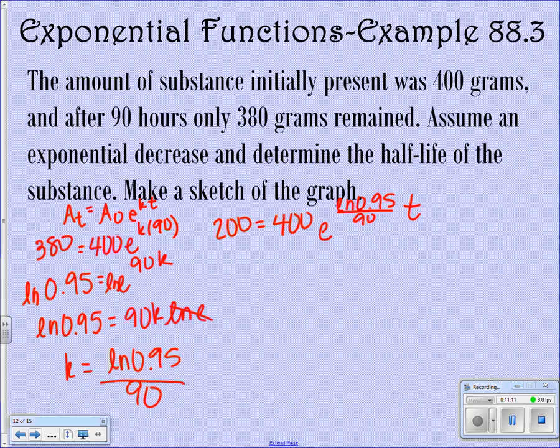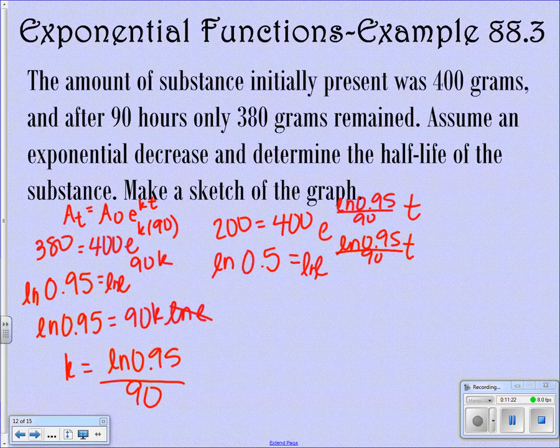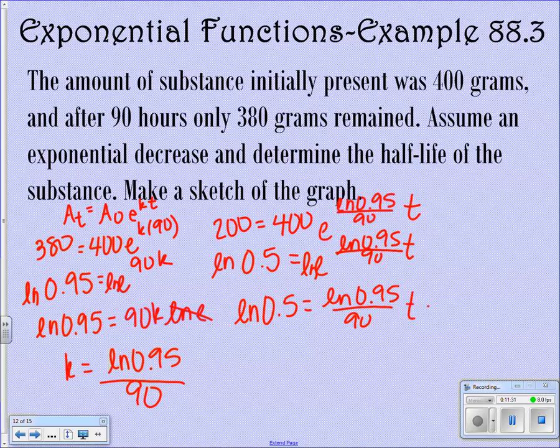So divide by 400, and you'll get 0.5 equals e to the ln of 0.95 over 90 t. So you add an ln to both sides of your equation. So I have the ln of 0.5 equals the ln of 0.95 over 90t, and then times the ln of e, which goes away because it's just a 1. And so we're going to divide by the ln of 0.95 over 90.